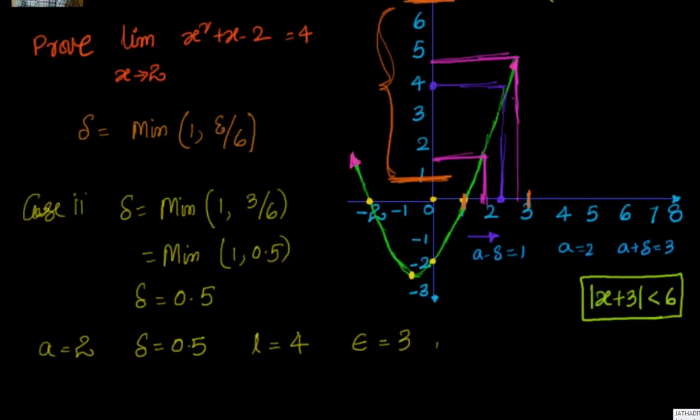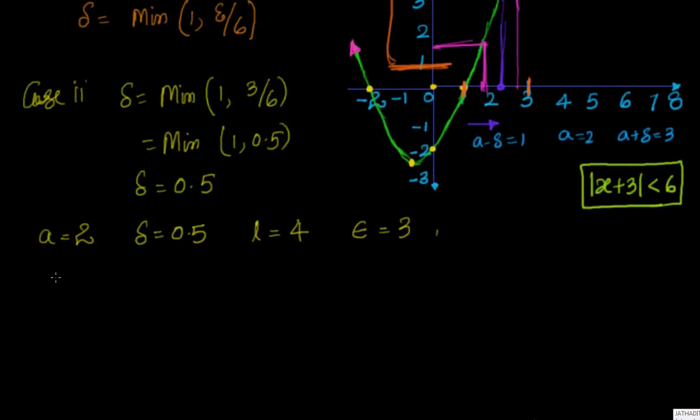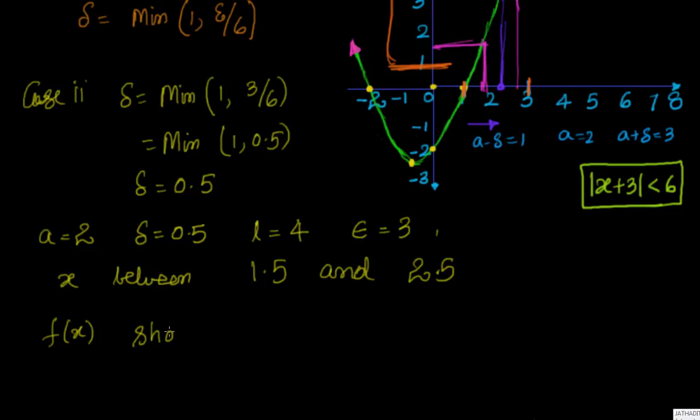We can also check it algebraically. We will do that. What is A minus delta, A plus delta? I will say x is between A minus delta 1.5 and 2.5. If the proof is correct, f of x should be between L minus epsilon and L plus epsilon, that is nothing but 1 and 7.